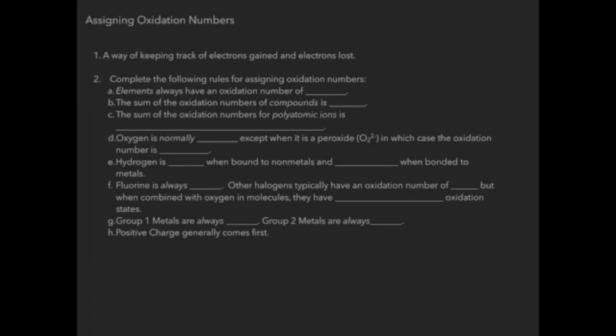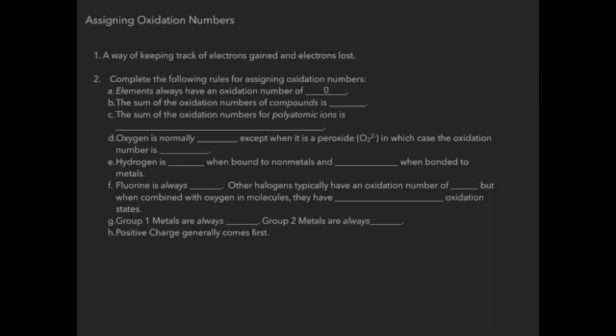So let's look at some rules with regards to assigning oxidation numbers. Now, oxidation numbers are simply a way of keeping track of how many electrons are gained, how many electrons are lost, and by whom. So, in order to understand oxidation and reduction reactions, we have to be able to assign these oxidation numbers. To start off with, elements always have an oxidation number of 0. If they have no charge and they're by themselves, they have a 0 oxidation number.